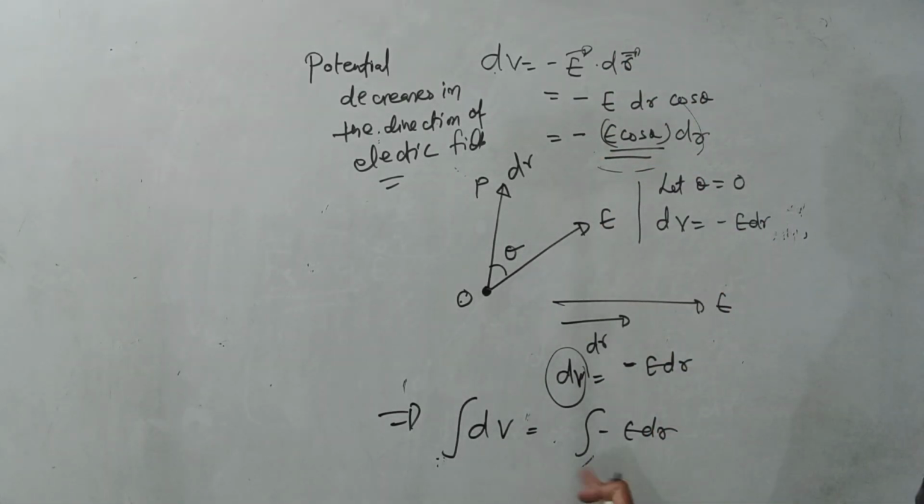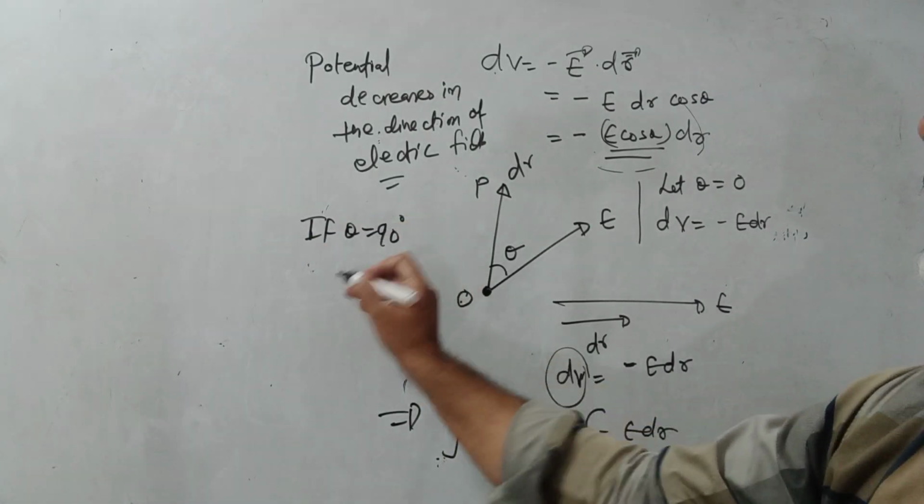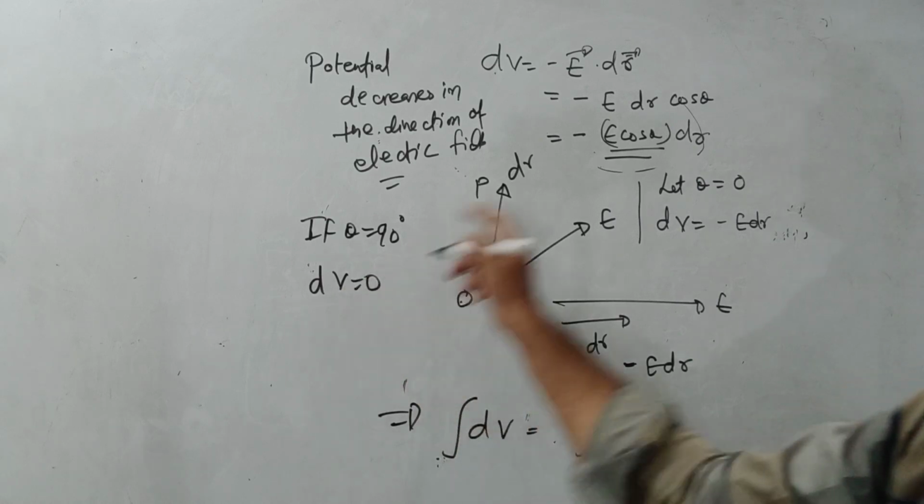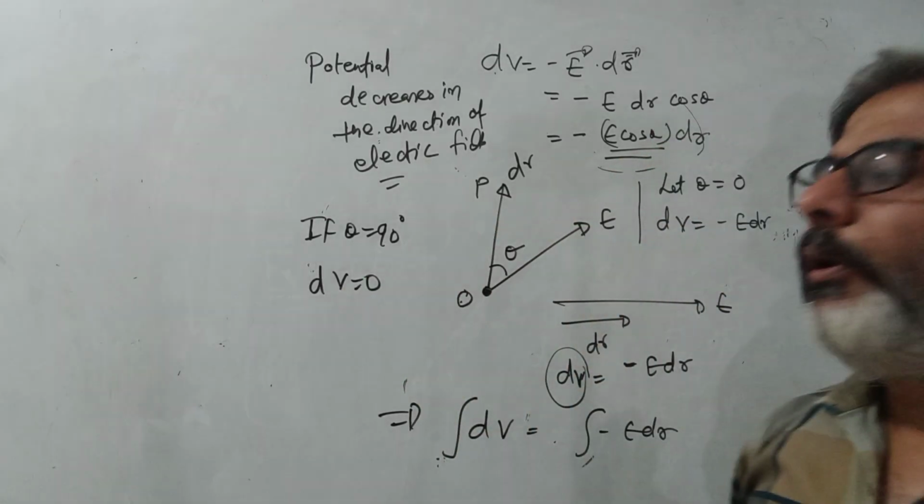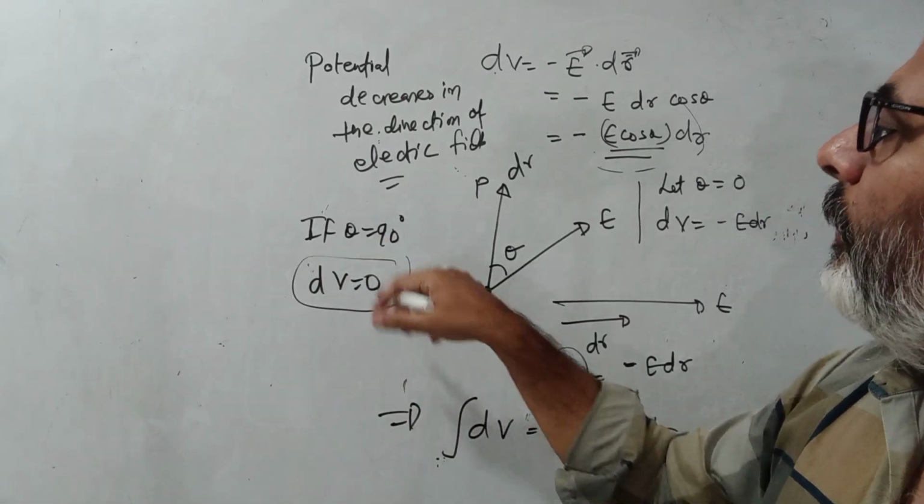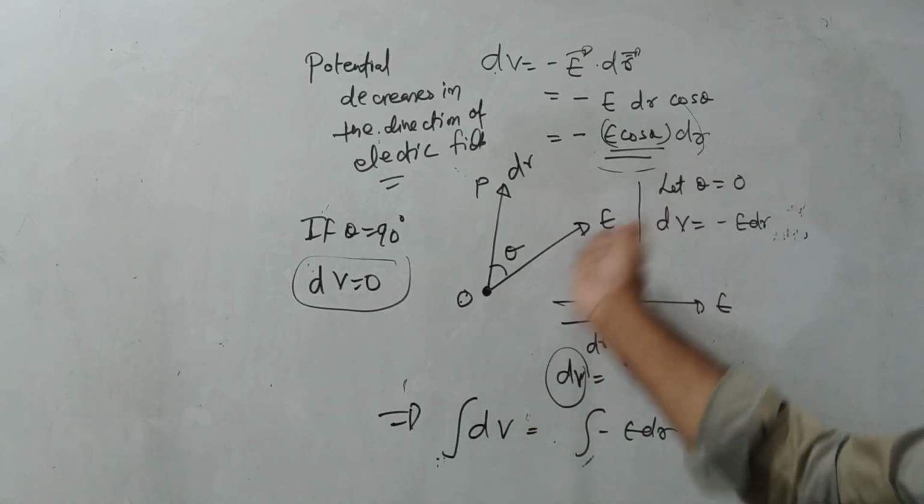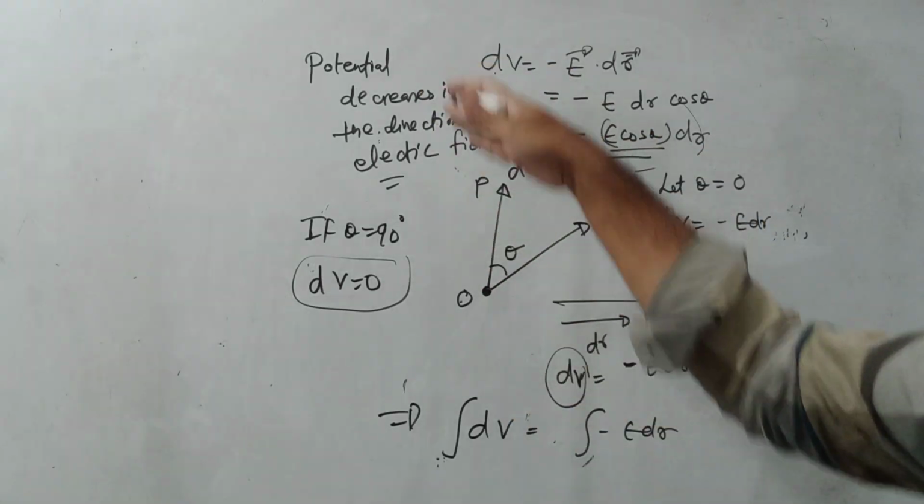Another important point is, if theta is equal to 90 degrees, then dV equals to 0, you can see, because cos 90 is 0. So it means dV, the change in potential, is zero, and theta 90 means perpendicular. If electric field is in this direction, then I am moving perpendicular to the electric field.